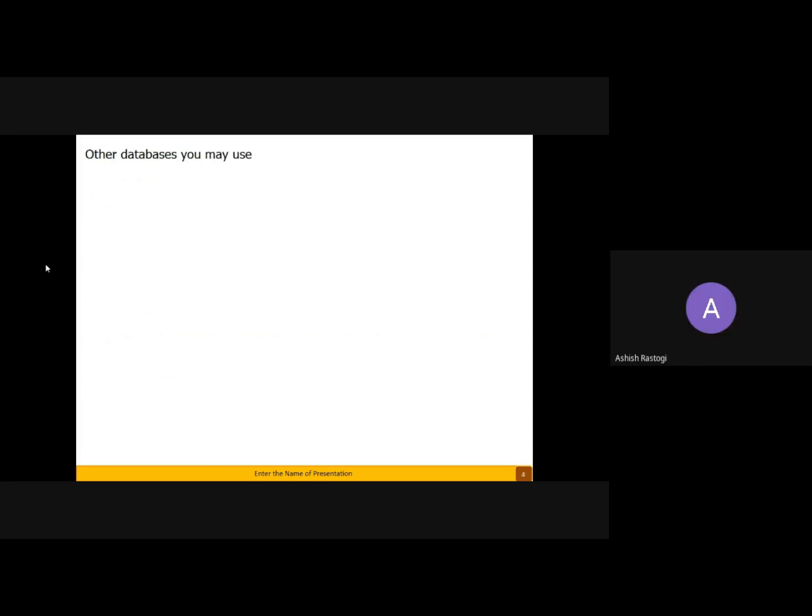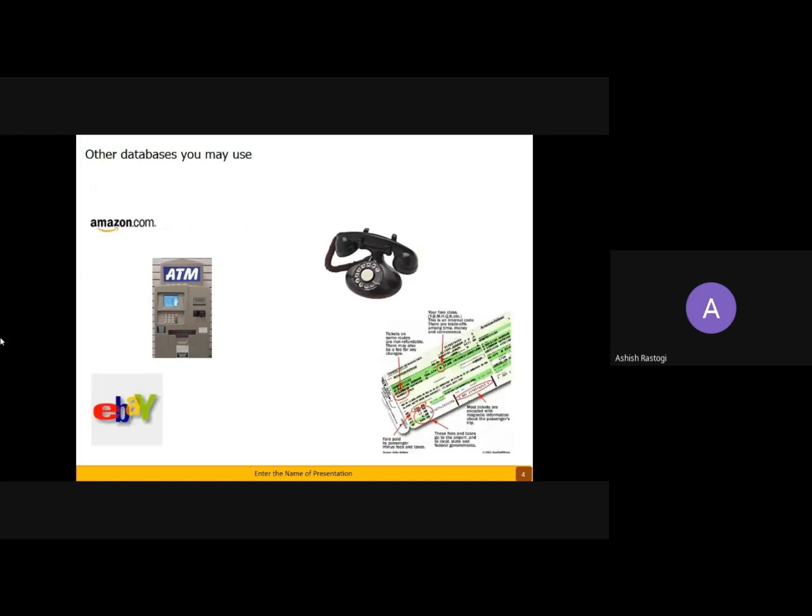Yeah. So next is the uses of the database. Right now, I think you already know everything about it. ATMs, different shopping sites. Up to the telephone directory, which is not used right now, but was also using it. So the use of the database is right now everywhere. There is no field which does not touch the database part, right? And one more thing, the database is the backbone of any particular organization or company. Without a database, nothing can happen in any organization.